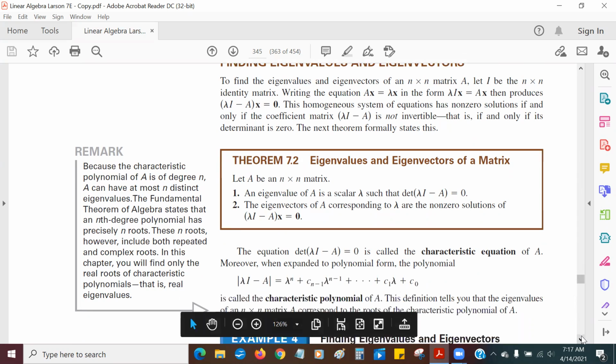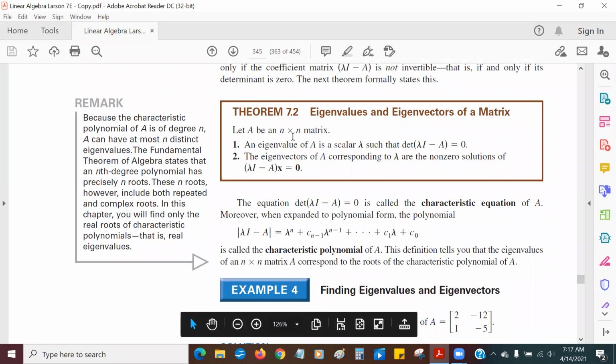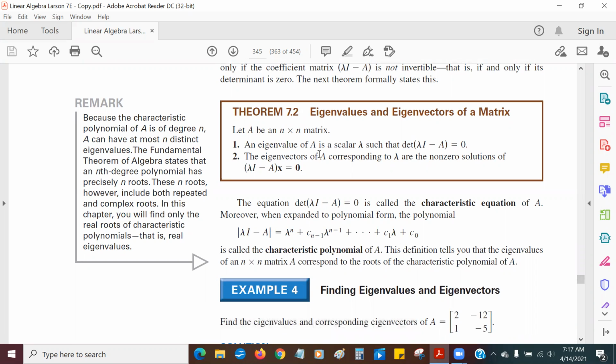So let's look at theorem 7.2. If A is an n by n matrix, an eigenvalue of A is a scalar such that, you ready for this, drum roll please, the determinant of lambda I minus A equals 0. That's exactly what we were just saying up here. And two, the eigenvectors of A that correspond to lambda are going to be the non-zero solutions of lambda I minus A times X equals 0. When I say non-zero, I mean that X won't just be a 0 vector. Okay, so the equation determinant of lambda I minus A equals 0, we call that the characteristic equation.